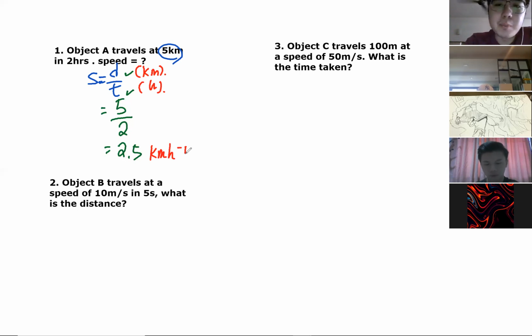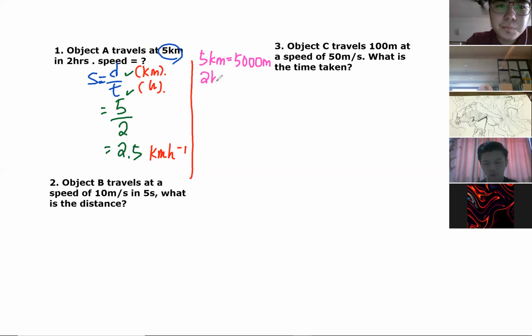Now, what if the question asks you to put the unit in meter per second? Then you change the unit. Let's do another one like this, where we want meter per second. So 5 km, I change to meter. 5 km equals 5,000 meters. That is when you use the prefix: change kilo to meter, you just times 10 to the power of 3.